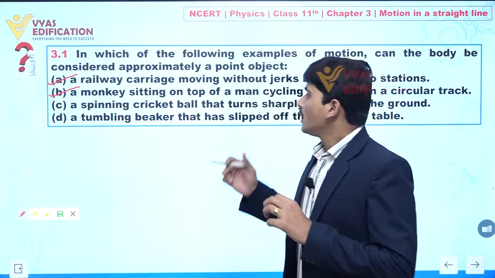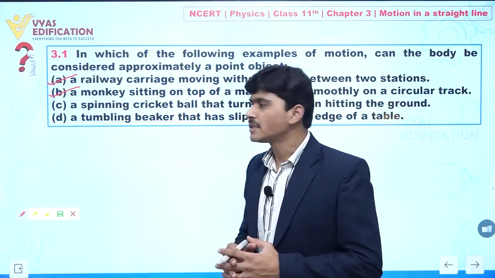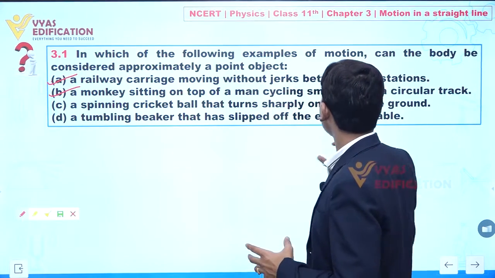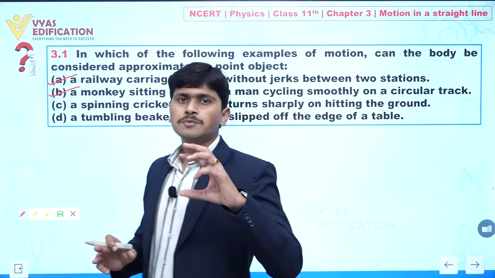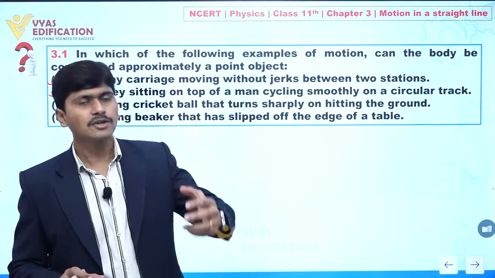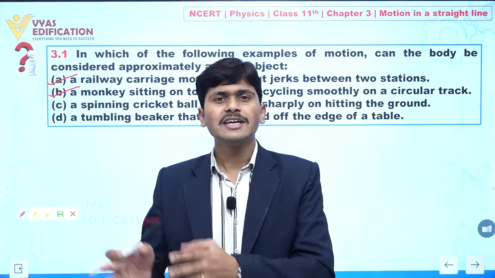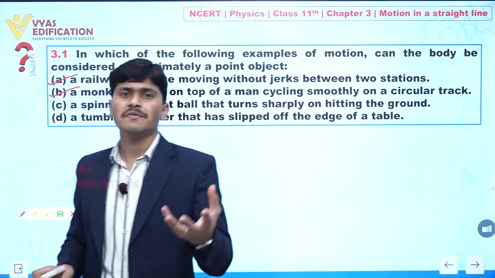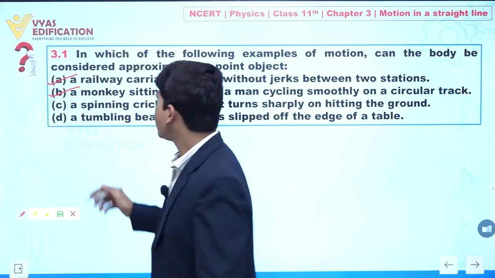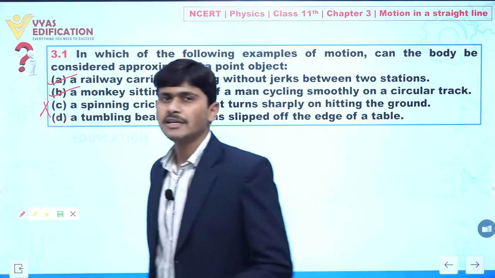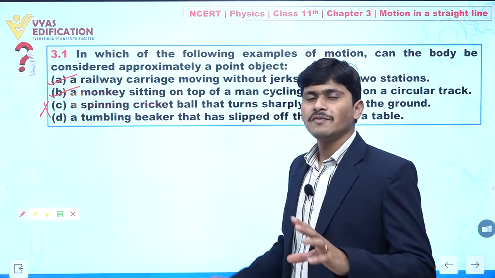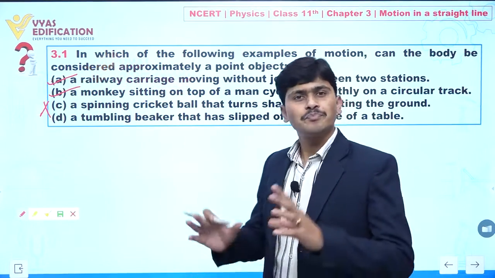Clear? If we talk about situation number C, a spinning cricket ball that turns sharply on hitting the ground. So when the spinning ball hits the ground and then turns, the distance covered in turning will be comparable with the size of the ball. Clear? So we cannot treat the ball as a point object. It means in situation C, we will not take the ball as a point object.